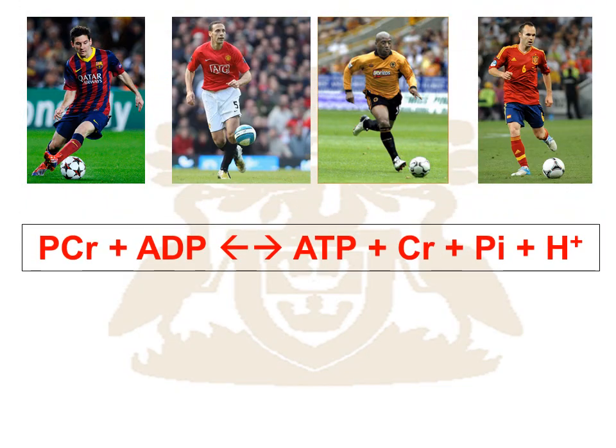Well, here we've got different athletes, different soccer players, maybe sprinting or whatever. But in our chemical equation, you can see PCR. Now we've got our ADP molecule that we're left with at the end of hydrolysis. PCR plus ADP gives us ATP plus CR, which is creatine, plus phosphate, plus hydrogen ion. So in other words, we've donated a phosphate from the creatine phosphate molecule. We've given it to ADP. It's produced ATP, which has left us now with a creatine and a phosphate molecule.